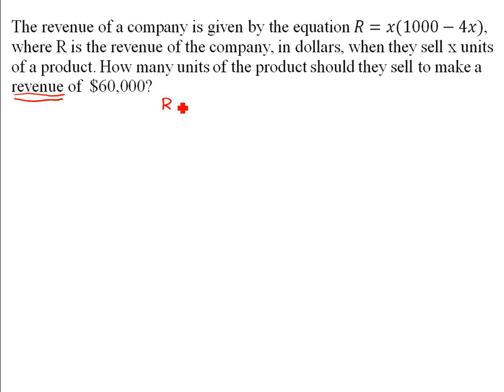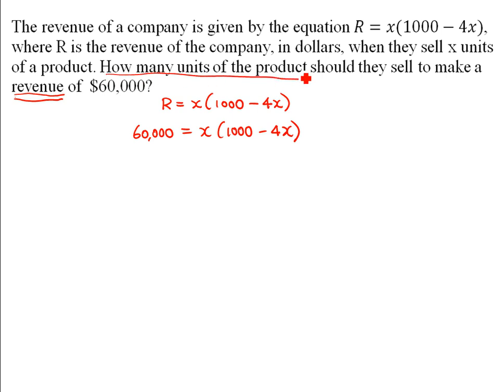We have R is equal to X times (1000 minus 4X), and the revenue needs to be 60,000. And now we are trying to find how many units of the product. That means we need to find X. So in another way to look at that, we want to solve this equation.